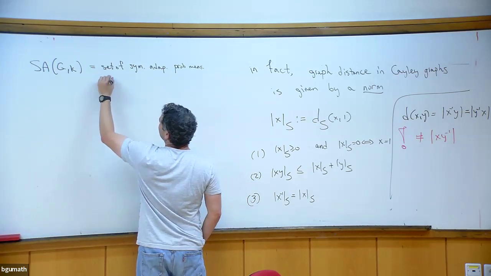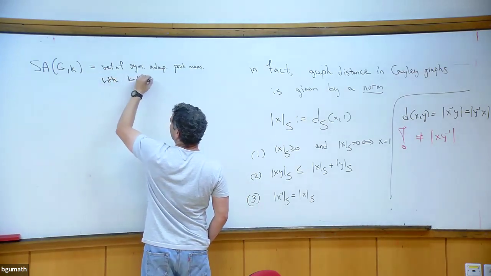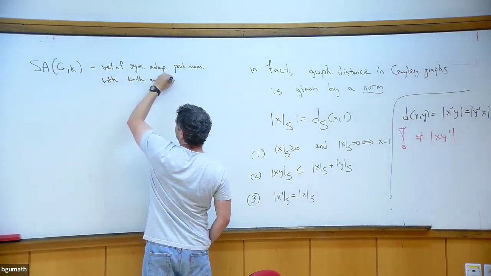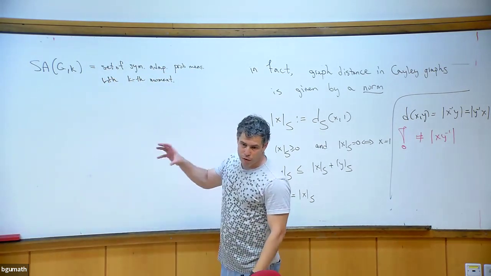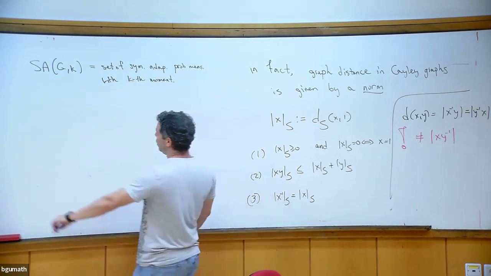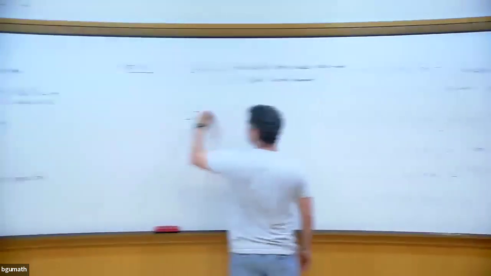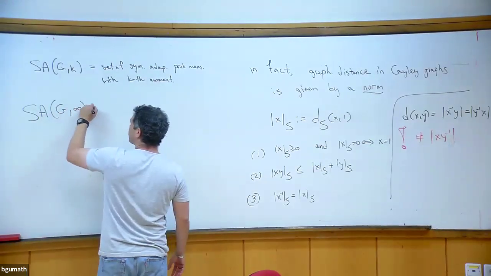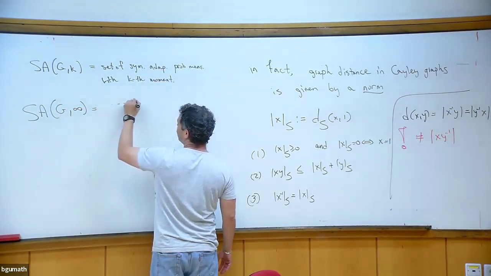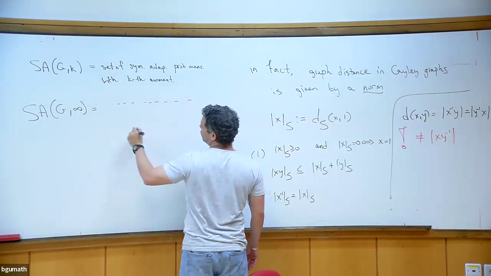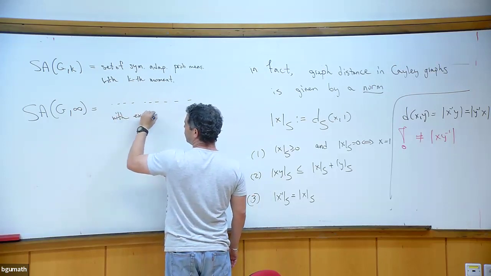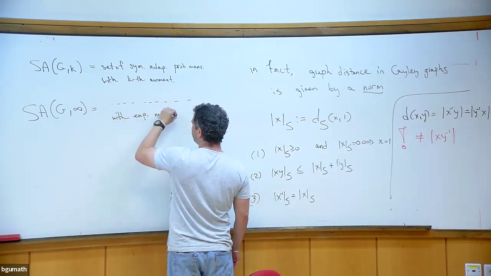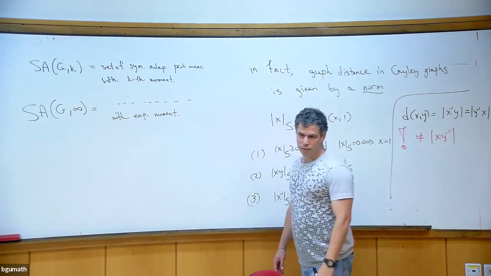With kth moment. That's what the k tells you. If I tell you mu comes from this set, then you know it has a kth moment. And when I write infinity here, it is the set of symmetric adapted probability measures with exponential moment, or smooth. Okay? That's it.